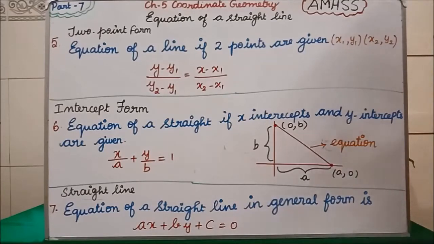Whenever they ask to find the equation of a straight line, in that question the final answer should be represented with one x term, one y term, and a constant term equal to 0. In that general form only your answer should be.